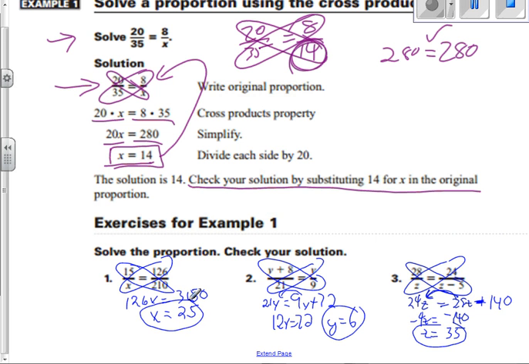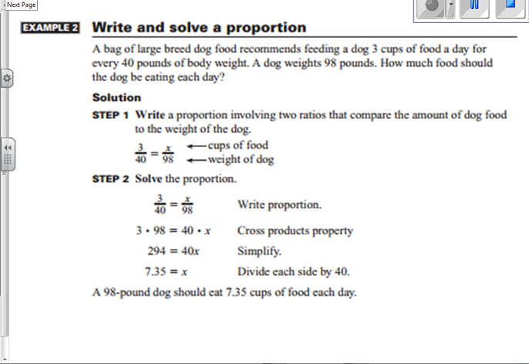All right, so let's go on. Let's see what's next. Write and solve a proportion. So here's a word problem. A bag of large breed dog food recommends feeding a dog 3 cups of food a day for every 40 pounds. So there's a ratio right there, because a ratio is a relationship between two quantities. So 3 cups for 40 pounds of body weight, and then a dog weighs 98 pounds.